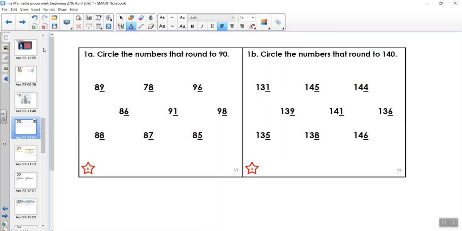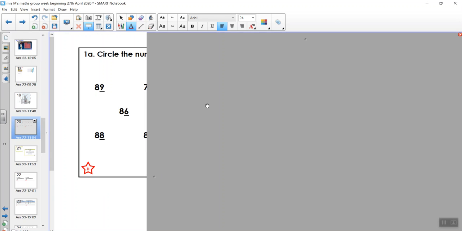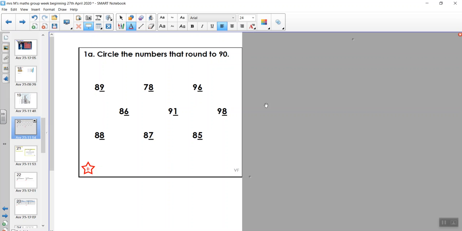So we're going to look at these in two parts. Let's look at the first one. Circle the numbers that round to 90. So we want to look at all of these numbers. Which ones round to 90? The digit that's underlined is the digit that's going to help you to make your decision. So look at the tens place and then look at the digit on the right of the tens place. Pause the video and have a go.